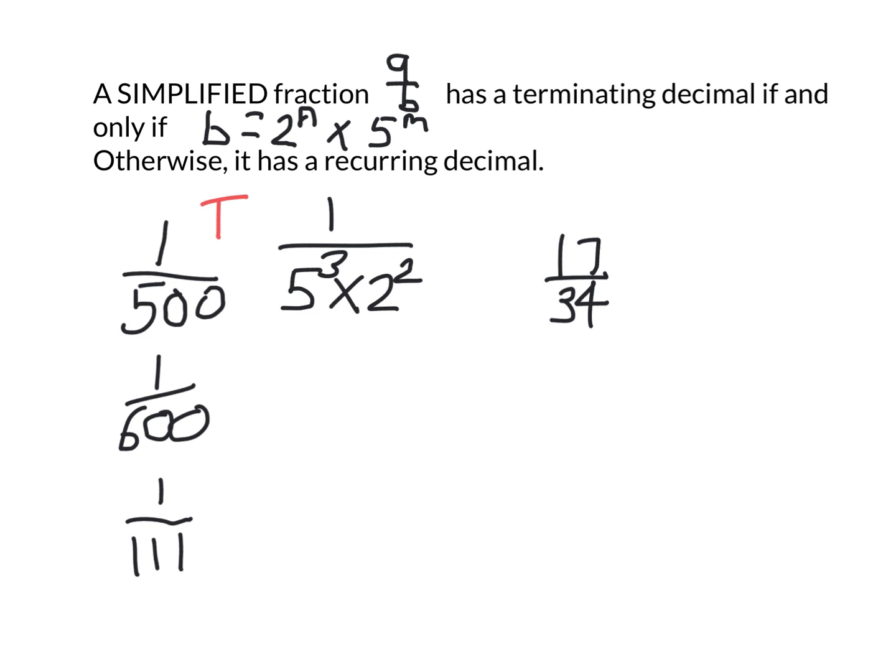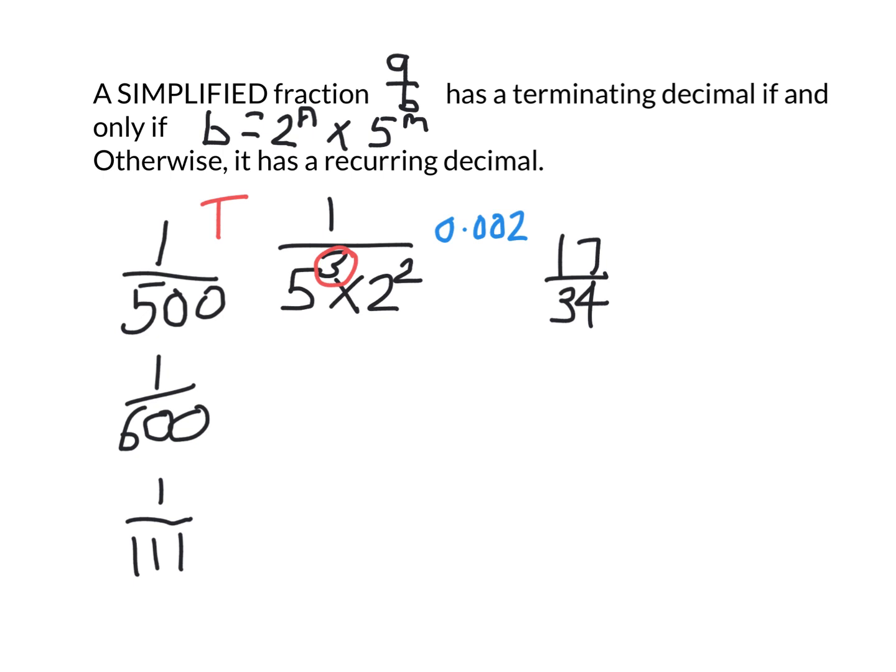Now, it turns out that you take the larger of these powers, the larger of n and m, and that tells you how many digits before it terminates. So 1 over 500 will have 3 digits before it terminates. So 1 over 500 is equal to 0.002. 3 digits before it terminates. It's terminating because it stops.